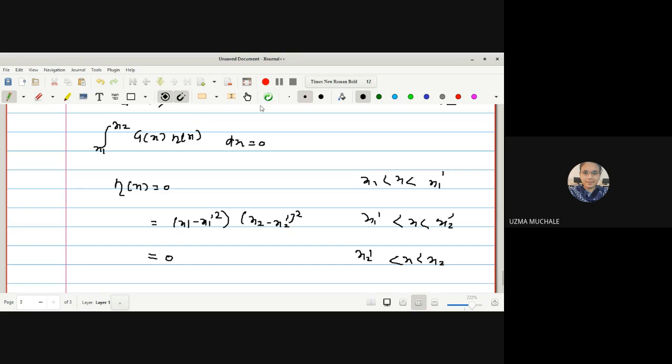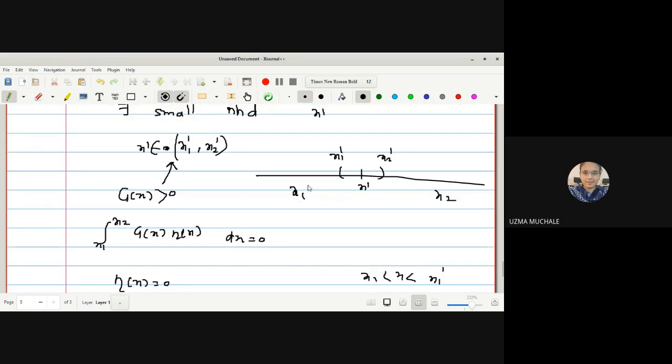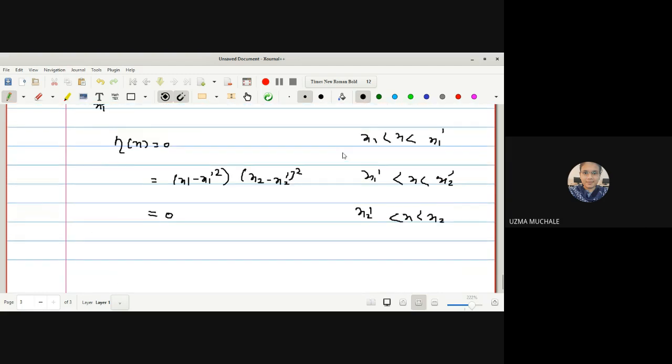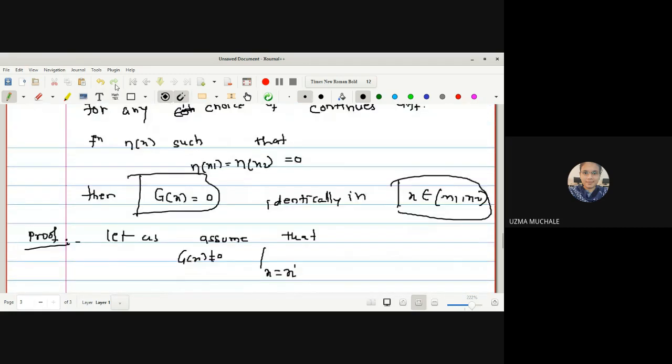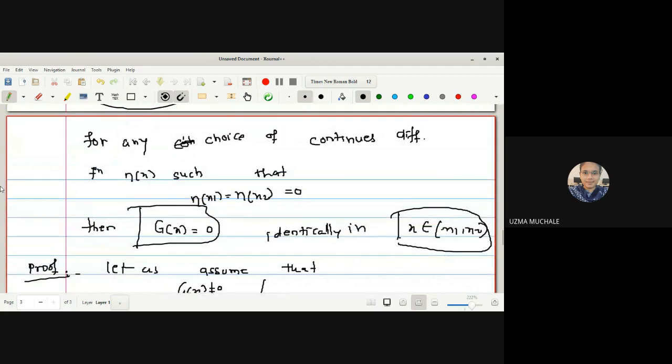Now you can see the intervals here. In the interval x1 to x1 dash, eta of x is 0. In this interval also it is 0. Now we are only bothering about the middle one, so in this interval we have to find out the result. We have constructed our eta of x in such a way that we get the result, because we already know that eta of x is a continuous function with the condition that eta of x1 and eta of x2 are equal to 0. That is given, eta of x1 and eta of x2 are equal to 0.